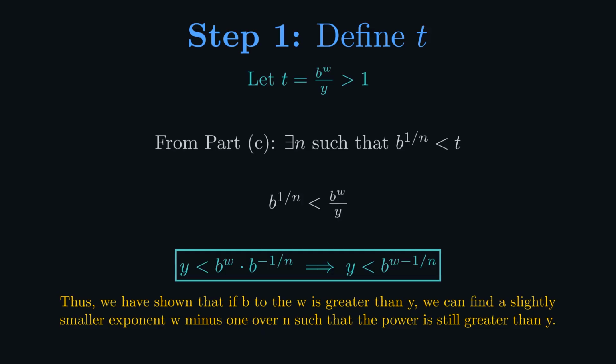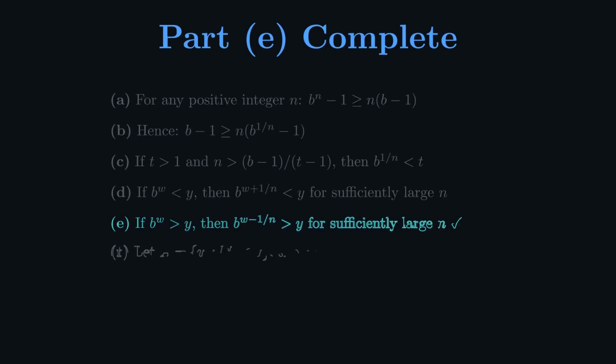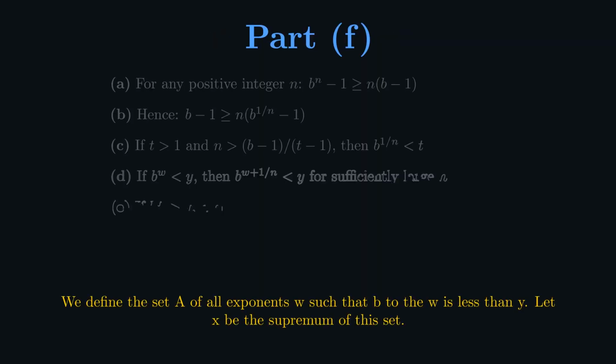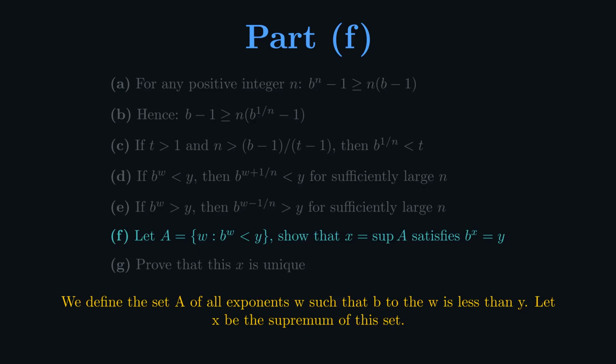Thus, we have shown that if b to the w is greater than y, we can find a slightly smaller exponent such that the power is still greater than y. We are now ready to prove the existence of the logarithm. We define a set A containing all exponents w, such that b to the w is strictly less than our target value y. We will focus on the supremum of this set, which we call x.